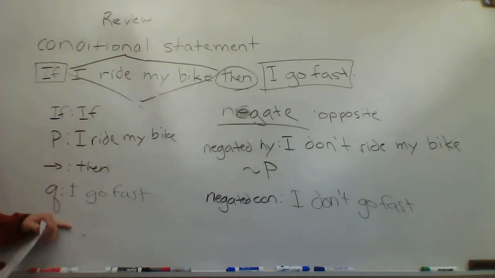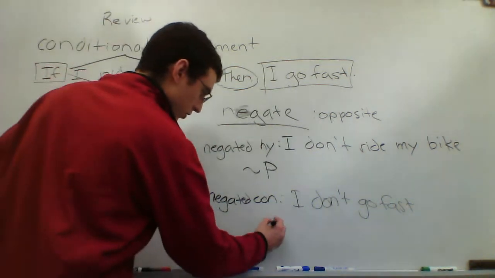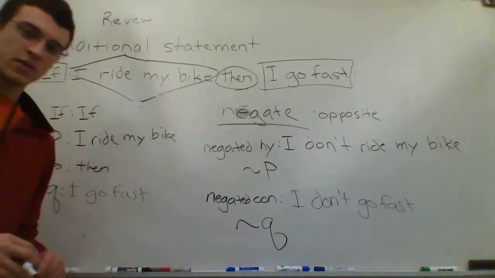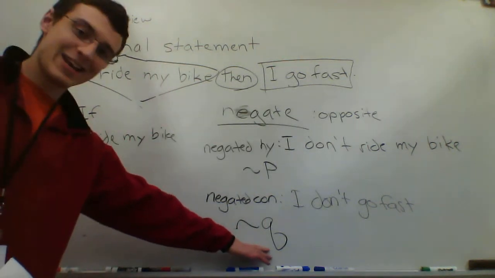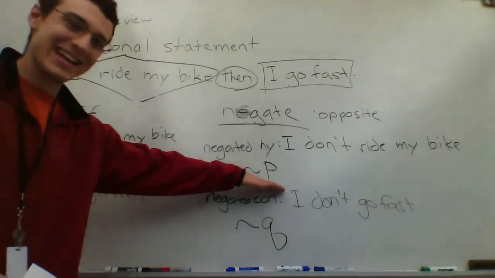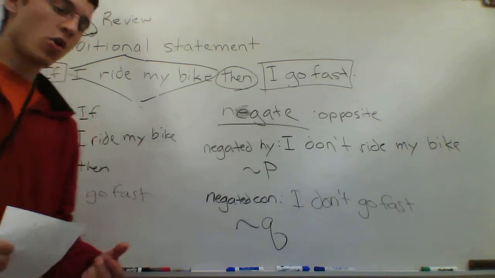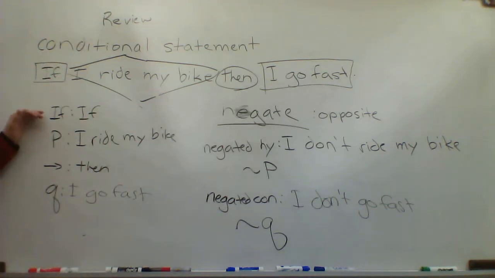Now we know our Q is our conclusion, and we're going to throw a little squiggly in front of it. This is the shorthand for negated conclusion, and this is the shorthand for negated hypothesis. It just means you're making the opposite. So now we have our original 4 parts: our if, our P, which is our hypothesis, I ride my bike, our arrow, which is our then, and our Q, I go fast, our conclusion.